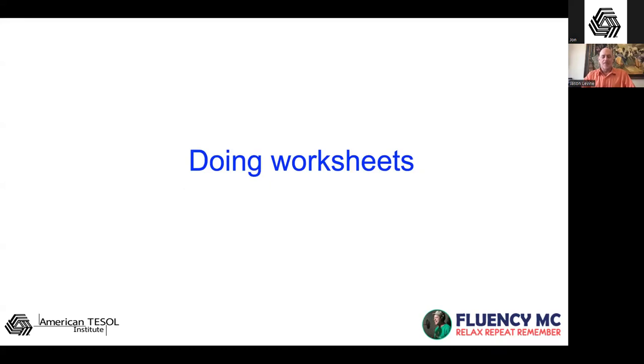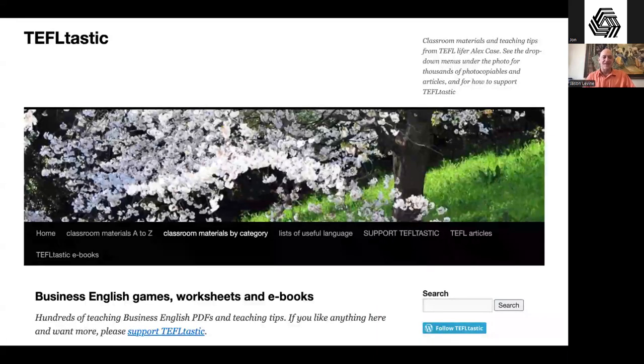So worksheets. There are so many bad, boring worksheets that don't focus on functional language. But these, TEFL-tastic, this has been around for a long time. It's all free. There's such great stuff here, both for out of class and in class. So for in-class activities, role plays, all the things we're talking about already, amazing stuff. But also things students can do at home, worksheets to do at home.